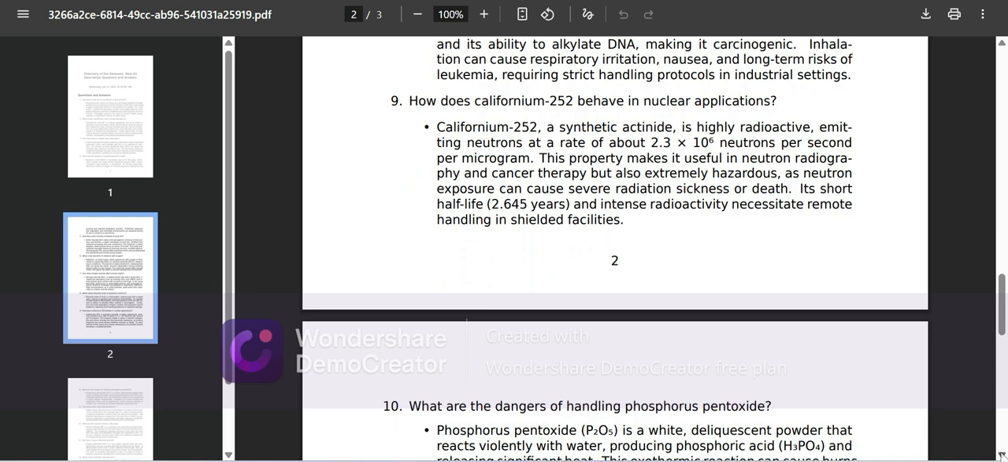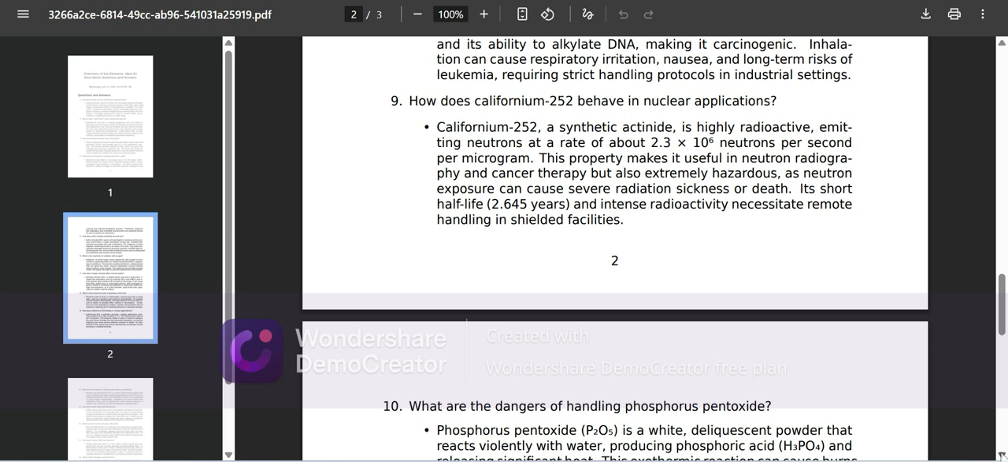How does Californium-252 behave in nuclear applications? Californium-252, a synthetic actinide, is highly radioactive, emitting neutrons at a rate of about 2.3 × 10^6 neutrons per second per microgram.